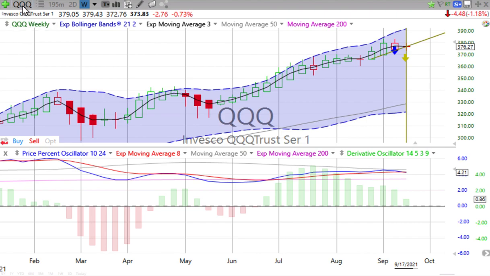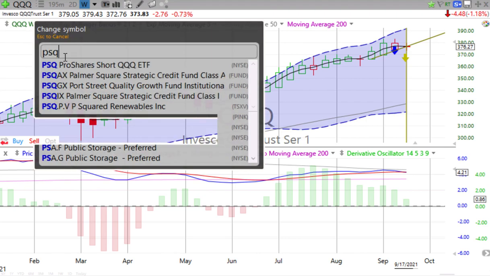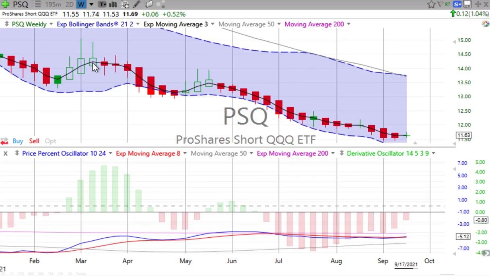Now, what is your inverse fund? Well, you've got PSQ. That is the ProShares single short, and of course, it moves up. It's cheap right now, and it moves up when the Nasdaq 100 goes down.